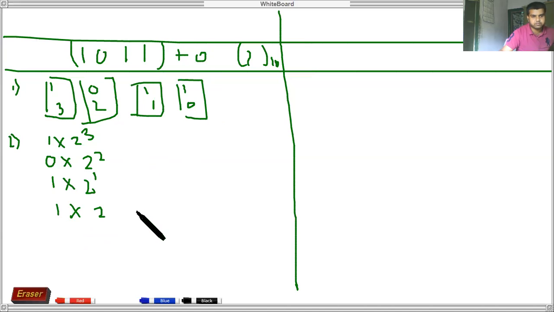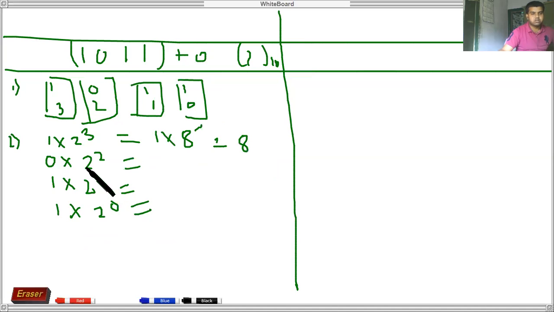Now we will calculate this. 2 to the power 3 is 8, so 1 into 8 is equal to 8. Next, 2 square is 4, so 0 into 4 is equal to 0. Then you have 1 into 2, 2 to the power 1 is 2, so 1 into 2 is equal to 2. Then 2 to the power 0 is 1, so 1 into 1 is equal to 1.